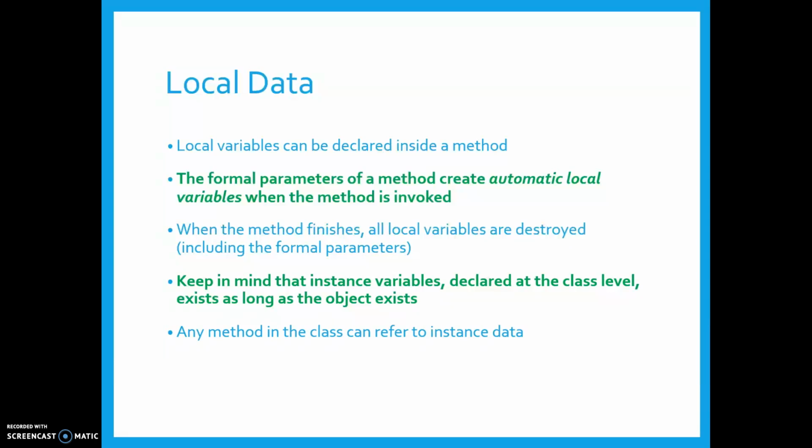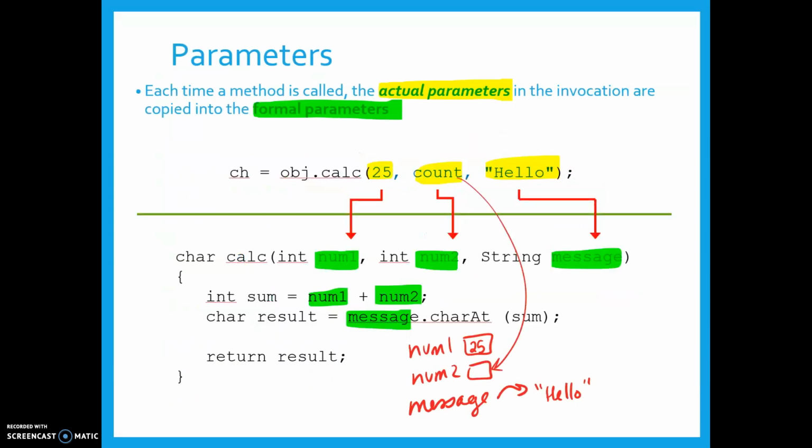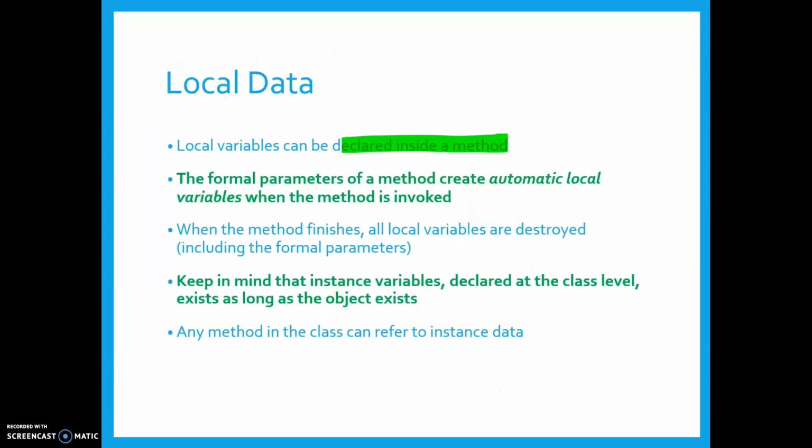So local data essentially refers to variables that are declared inside a method. Now, formal parameters, when we call a method, automatically create these local variables when the method is invoked. All right, so what does that mean? If we look back to this slide we saw a minute ago, num1, num2, and message, those are the formal parameters. So when I call this method, the computer is going to make 3 local variables for me, and when the method is done, those variables will disappear.